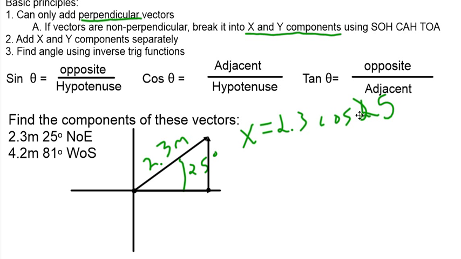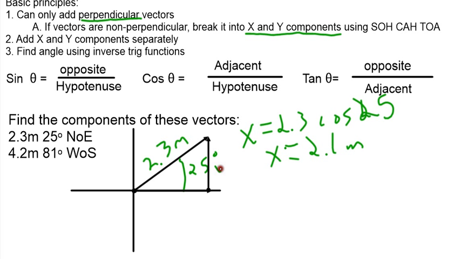Now, what you want to be careful of with your calculator is, in this case, we are measuring our angle in degrees, so you need to make sure that whatever mode your calculator is in matches our measurements. So here we're measuring in degrees, so you need to make sure that your calculator is set to degrees, and you should get your x component is equal to 2.1 meters.